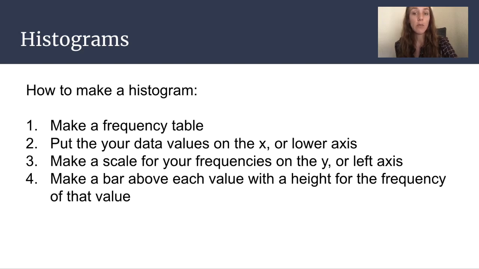So to make a histogram, we first need a frequency table, and luckily we have 2 of those on hand for us, right? So we need to make a frequency table. We need to put your data values on the x or bottom axis, and then we make a scale for our frequencies on y, or the axis on the left. And then we make bars above each of those values to represent the frequencies. So let's go ahead and give it a try.